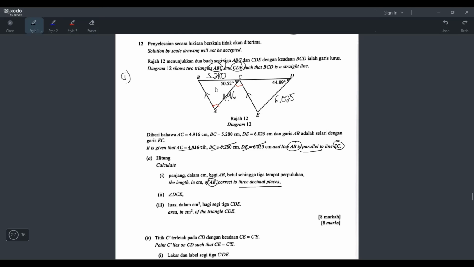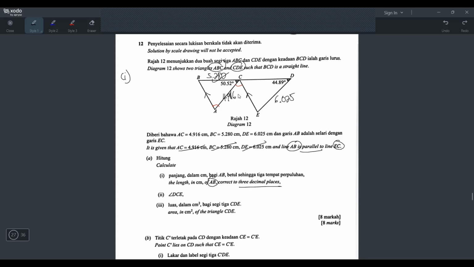So how can we find AB? Can we use sine rule here? No, I don't think so. Because for sine rule, you need to have the opposite of what you want. What you want now is AB, right? You need to have the opposite of what you want, and you need to have one pair. But you don't have any complete pair here. So you cannot use sine rule. The correct way is to use cosine rule actually. This is the case to use cosine rule.